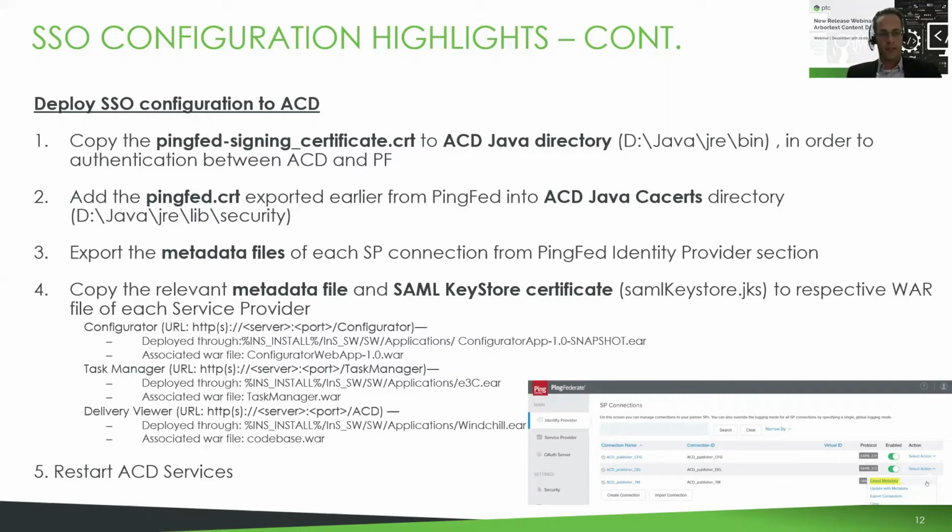And then you'll have to, again, export the metadata file for each one of the service providers. So if you can see here on the bottom right, I'll go through it in more detail later on during the demo to show you how it looks in case this is too small. But in each one of the service providers, there is also an action that allows you to export the metadata file. And once that's exported, this is the file that you will have to take and copy into the relevant ACD application WAR file. The location for each one of those is shown over here on the slide. And once everything is done, you just restart ACD and you're ready to go.